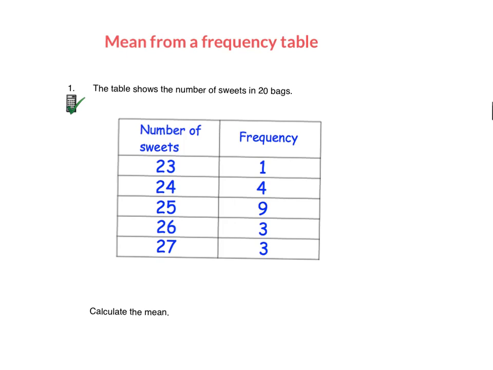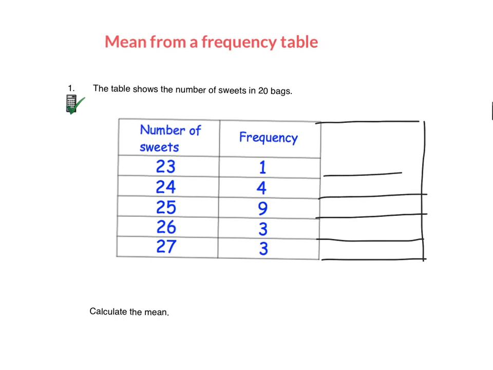Today we're going to look at mean from a frequency table. Okay, so we've got a table, we've got number of sweets, maybe sold or eaten, whatever, and how many people ate that amount. So the first thing that we have to do is add another column onto the frequency table, okay?